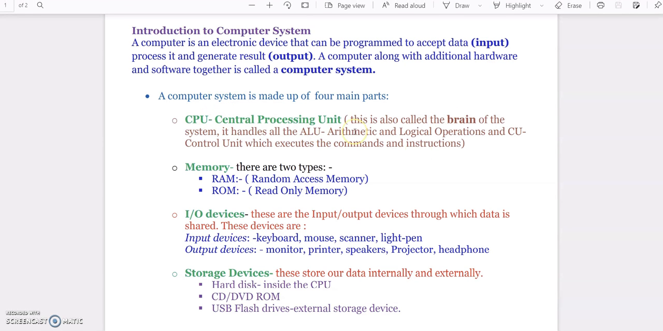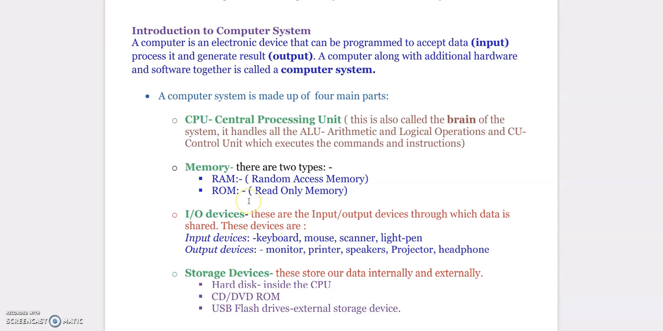Now, the CPU has 2 parts, the ALU and the CU. ALU, arithmetic and logical operations, CU, the control unit. Now the CPU executes the commands and instructions. Executes means to carry out, when something takes place. And commands and instructions are what we ask the computer to do. If I give the command of print, it is an instruction to the computer to print my document. So the CPU handles such instructions.